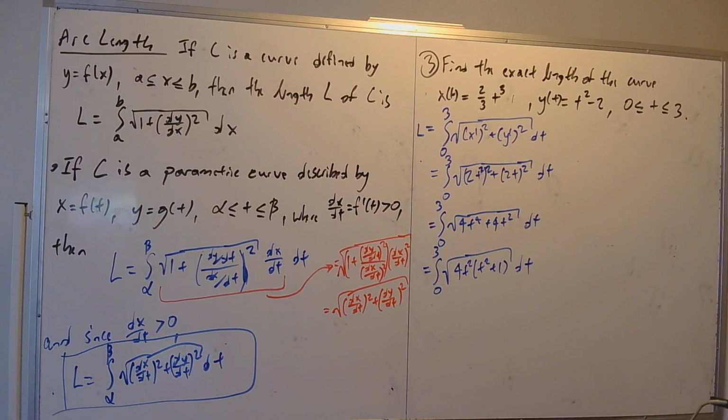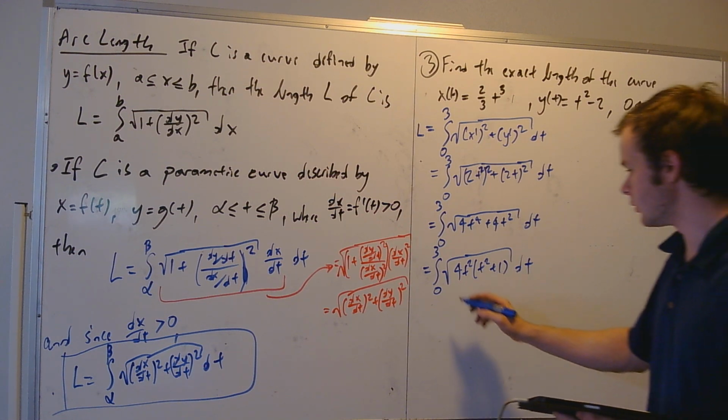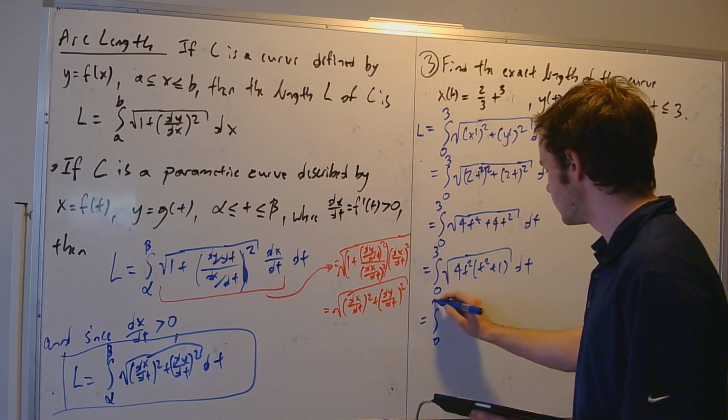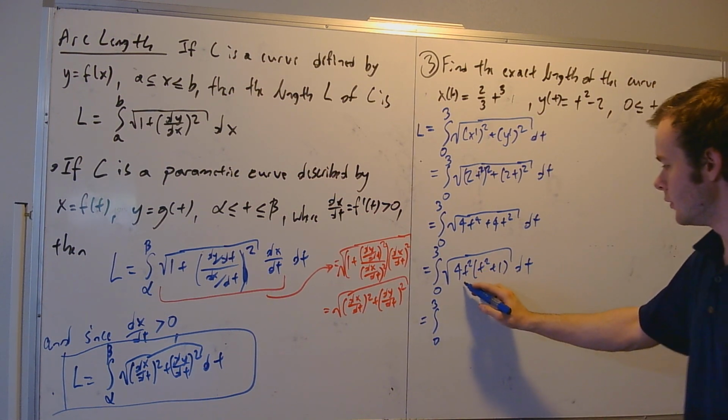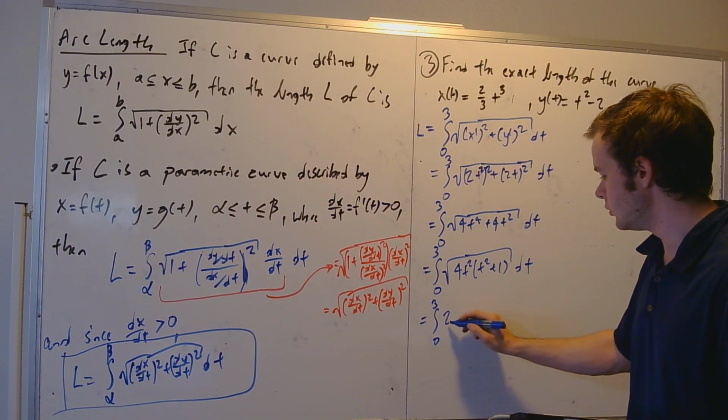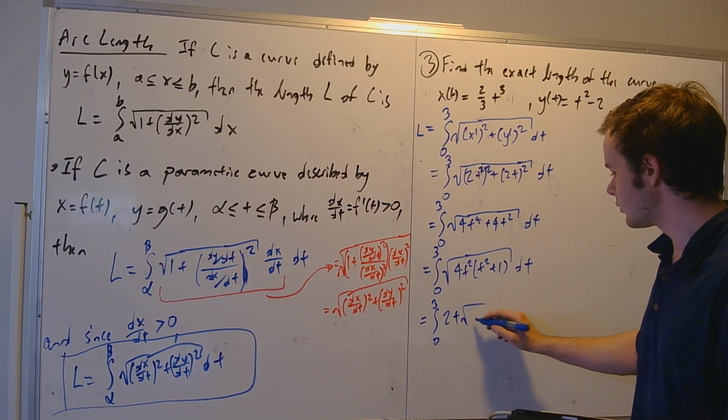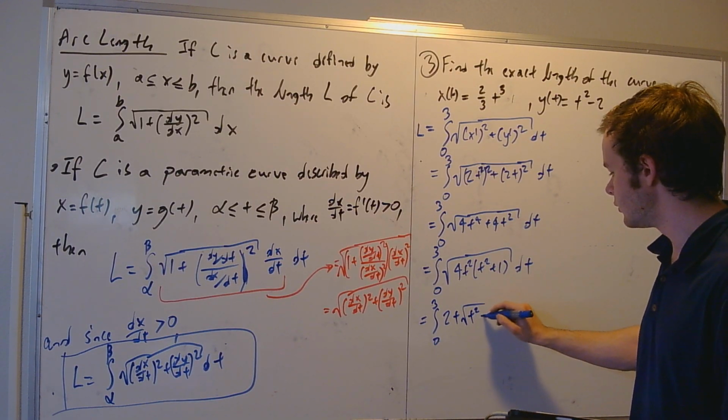Okay. And now we can break this up into 2 square roots. So now the square root of the left side, 4t squared, is going to be 2t times the square root of the right side, which is t squared plus 1.